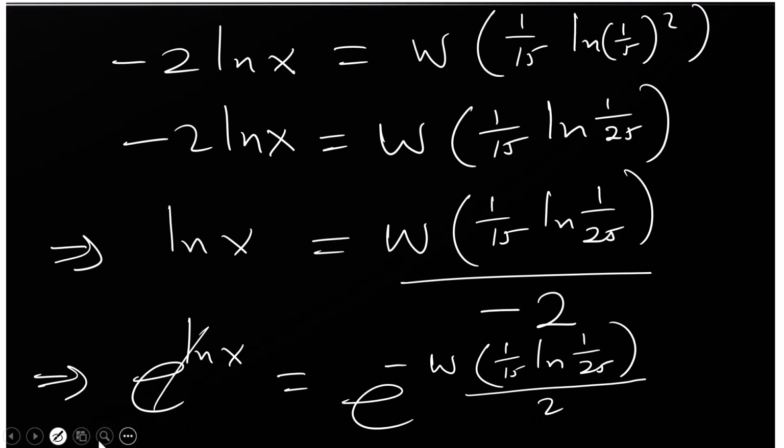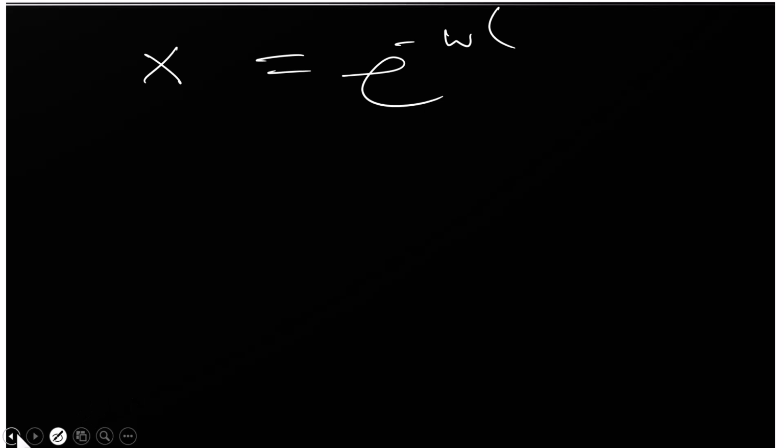So this side will be x, so we have x equals to e raised to minus W function of 1 on 15 ln of 1 on 25, over 2. Alright, so that's the final answer.